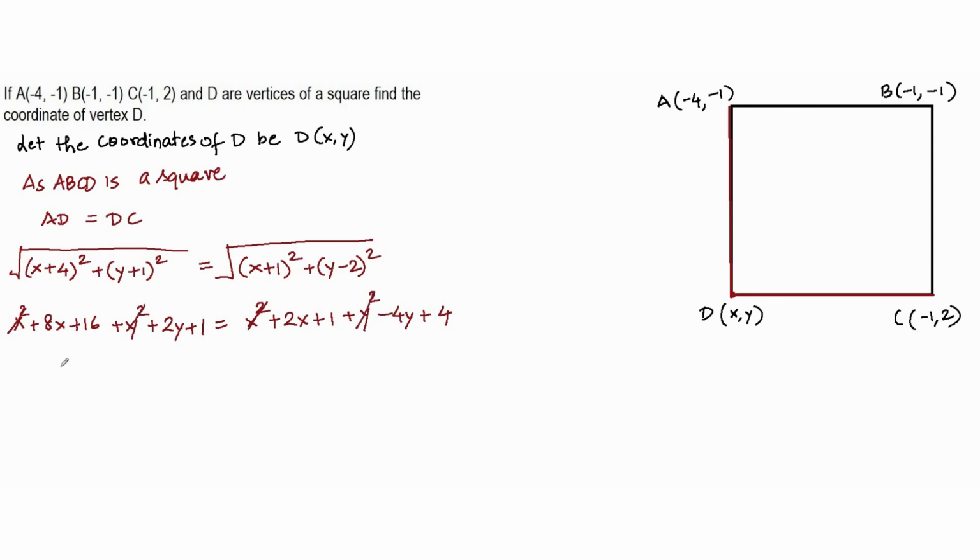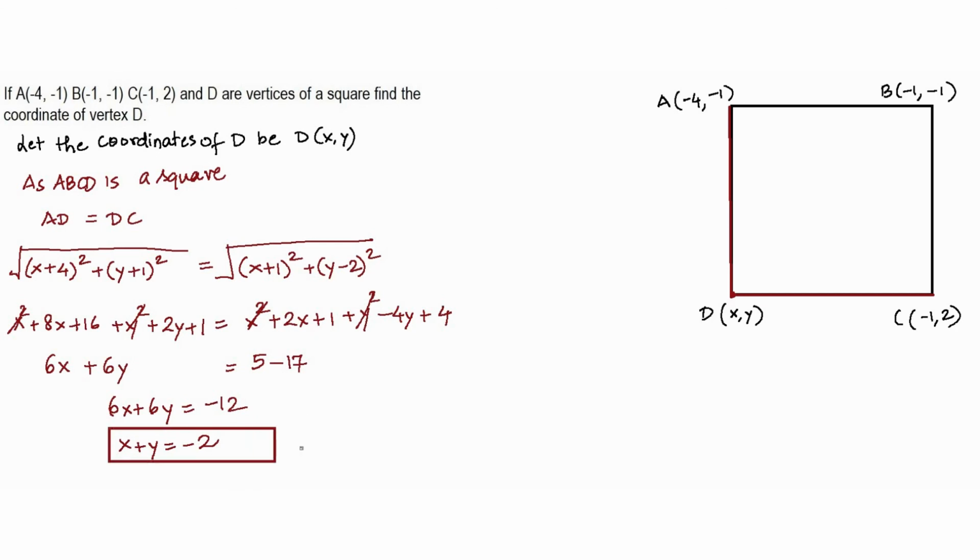Let me group the x terms on the left hand side. So 8x minus 2x becomes 6x and 2y plus 4y becomes plus 6y, which is equal to 1 plus 4 is 5, minus 16 plus 1 is 17, and therefore 6x plus 6y is equal to minus 12, which means x plus y is equal to minus 2. This is the first equation that I get from this particular question. So this is equation number 1.